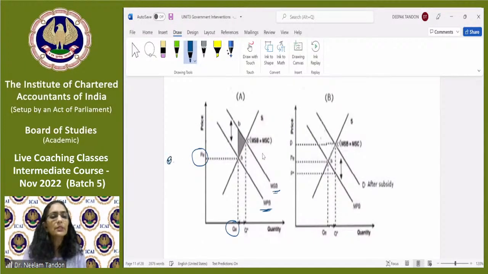And PE is the price of education. Okay, so P is the price of education, Q is quantity. Now, what do you see in this graph on the left side? You see that equilibrium is at A, where the price is PE and quantity is QE.